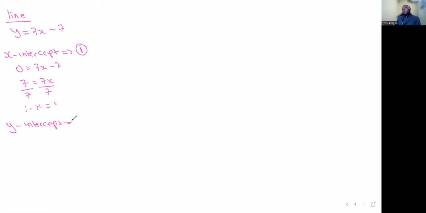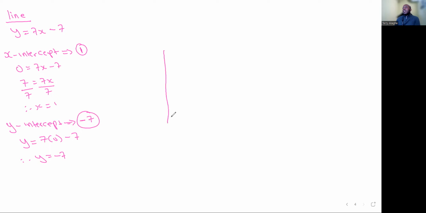Okay, so I've done all this before. All right, so please go to the previous video and ensure you know how to do this. So get the y-intercept. At the y-intercept, x is equal to 0. So y is equal to 7 times 0 minus 7. So therefore, y is going to be equal to minus 7. So the y-intercept is minus 7. So we can draw the line for that.